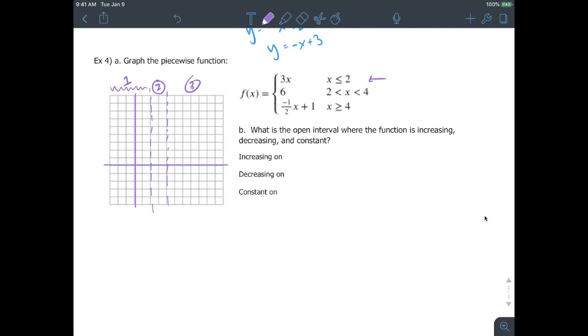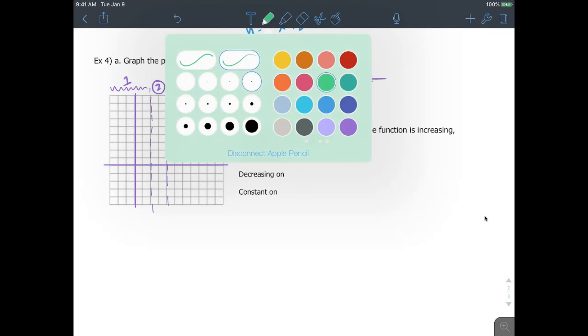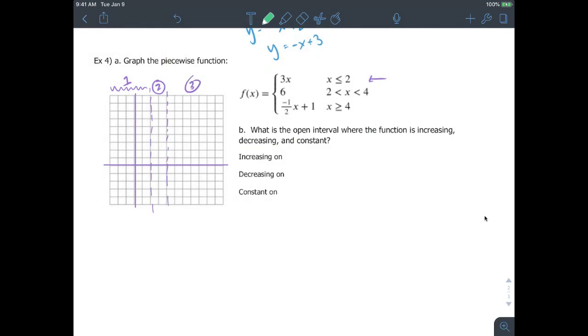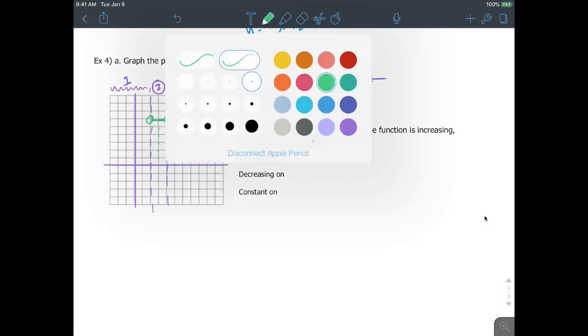Okay, I'm going to start with the middle one. So f of x is equal to 6. So 1, 2, 3, 4, 5, 6. I'm going to go ahead and draw in the line. And neither of those points are included. So for now, I'll put open circles. The next part, let's go back to the first graph.